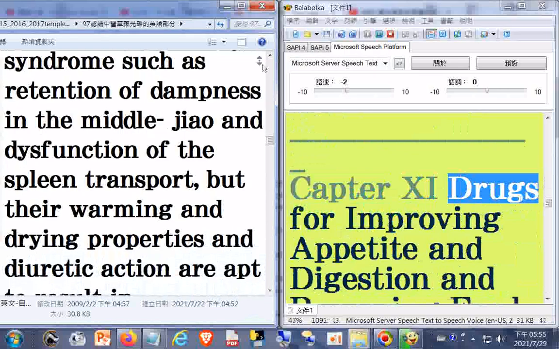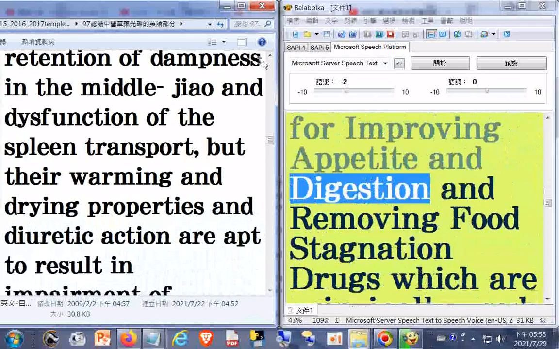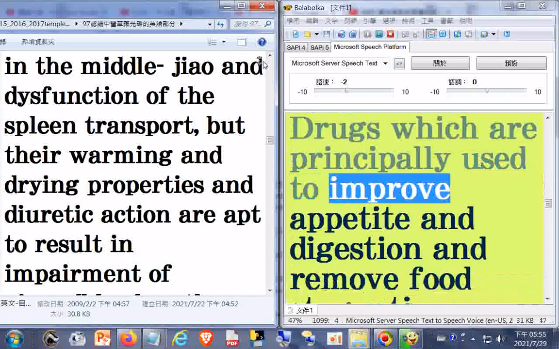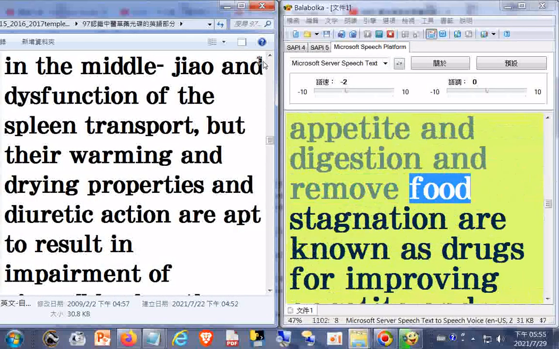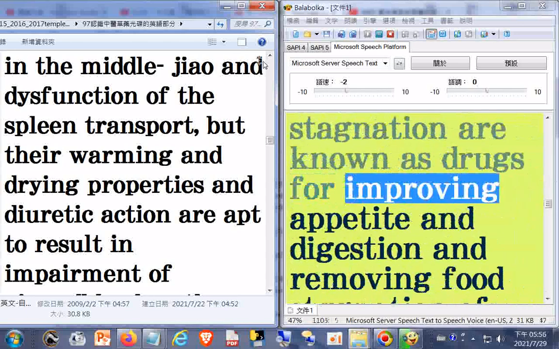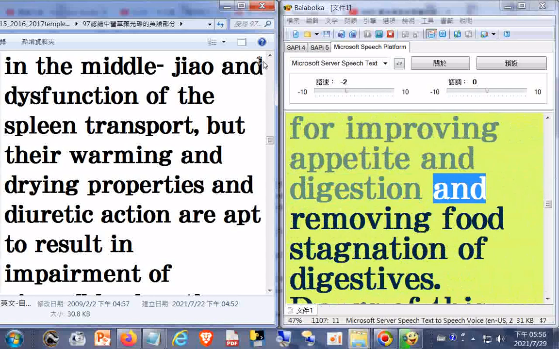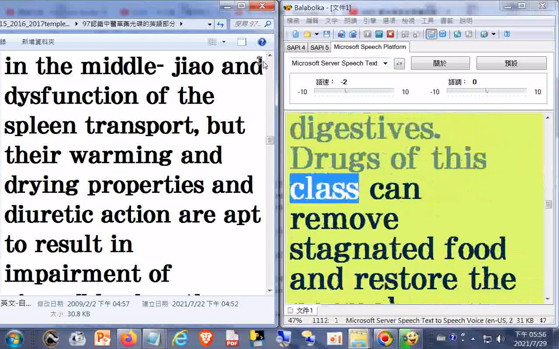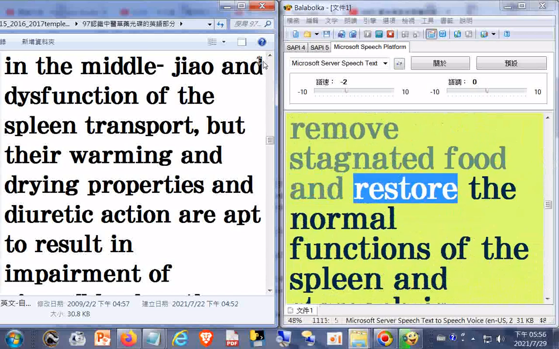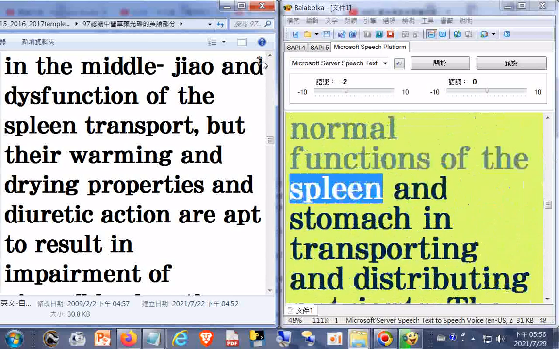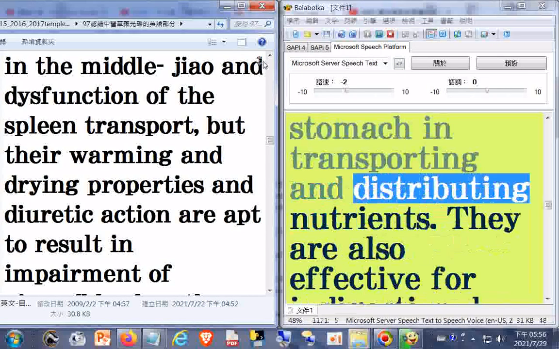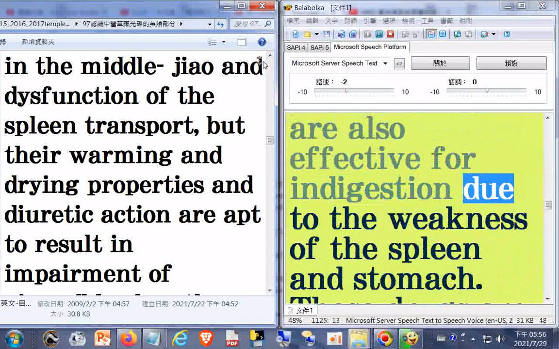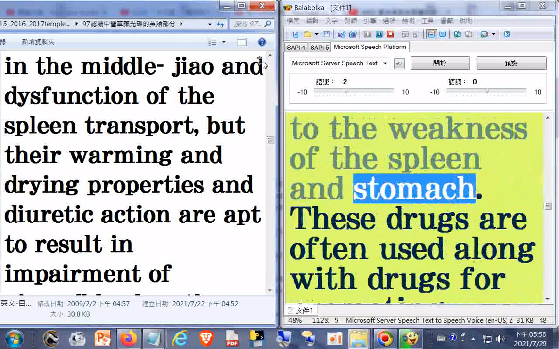Chapter 11 Drugs for Improving Appetite and Digestion and Removing Food Stagnation. Drugs which are principally used to improve appetite and digestion and remove food stagnation are known as drugs for improving appetite and digestion and removing food stagnation, or digestives. Drugs of this class can remove stagnated food and restore the normal functions of the spleen and stomach in transporting and distributing nutrients. They are also effective for indigestion due to the weakness of the spleen and stomach.